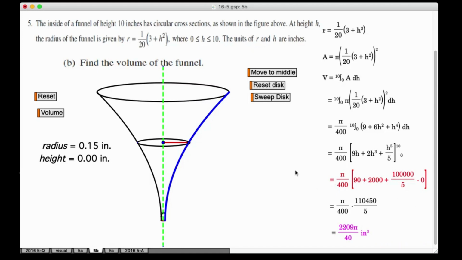Okay? Now again, like I said, if you're stretched for time, this technically is the answer. It's just not cleaned up arithmetically. But if you clean it up arithmetically, you would get this, or 2209 pi over 40. By the way, you do not approximate pi, you leave it in terms of pi. And this is in inches cubed. Okay?